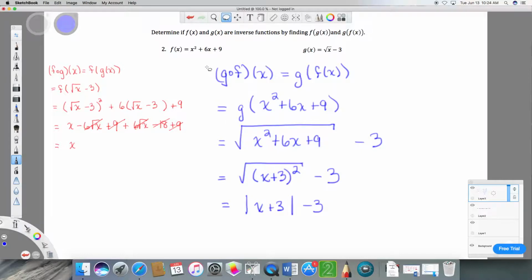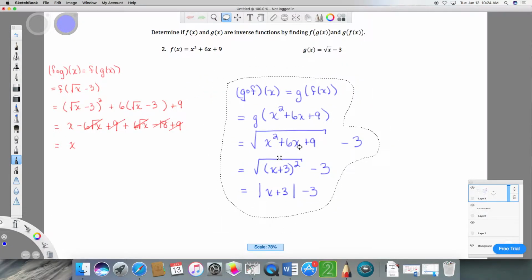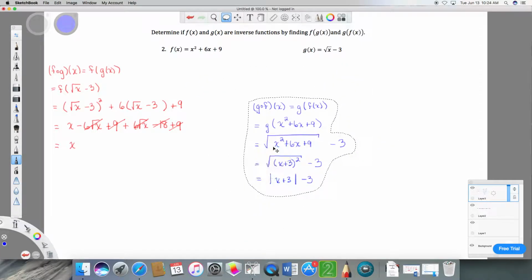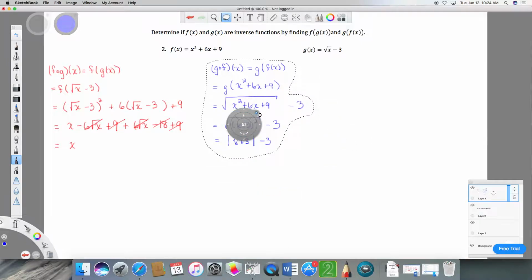So really, I think the only way to justify what we can do with this expression, the absolute value of x plus 3, is to look at the domain of this function, look at the possible x values. So let's find the domain of this function composition. When finding the domain of a composition, we start with that second function f.